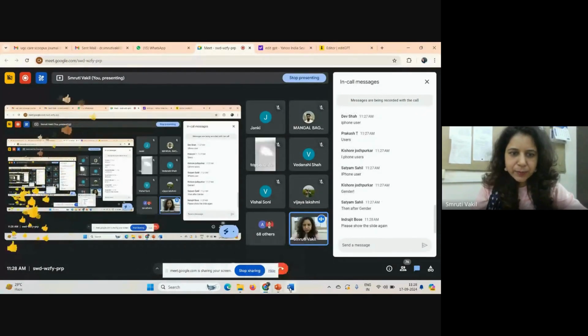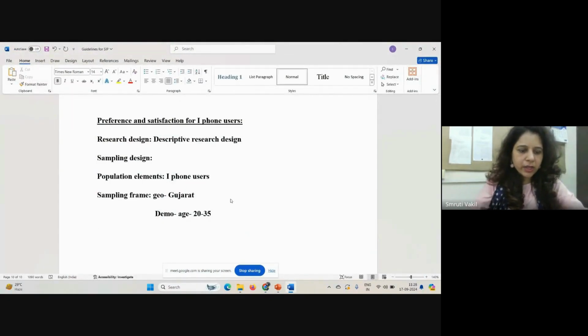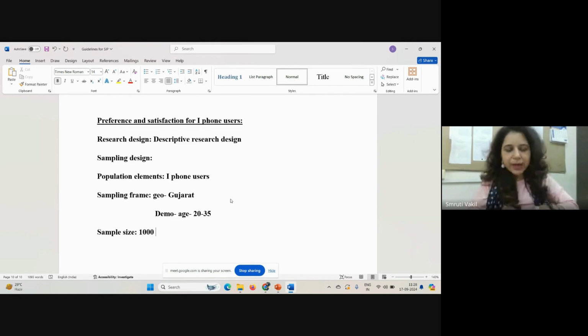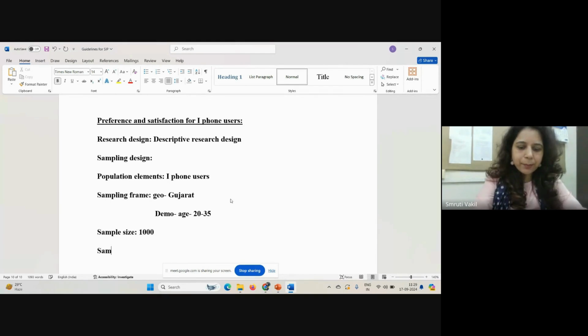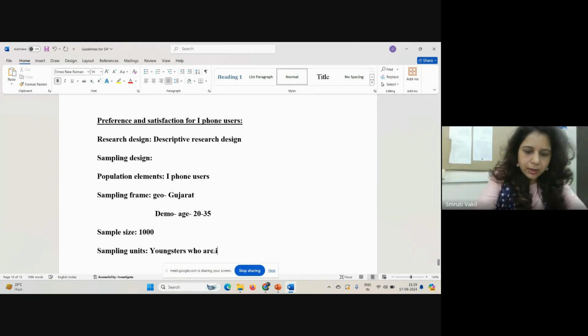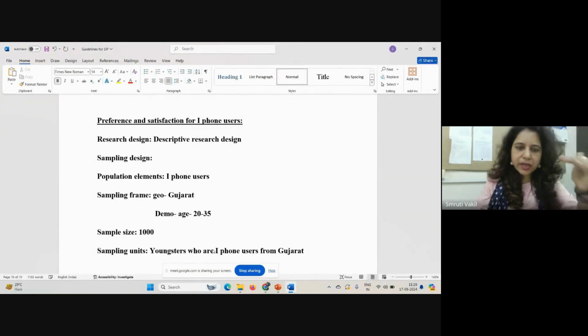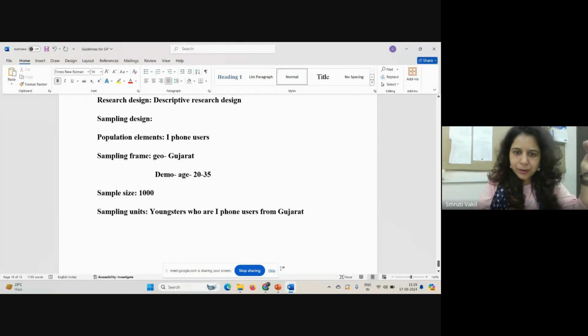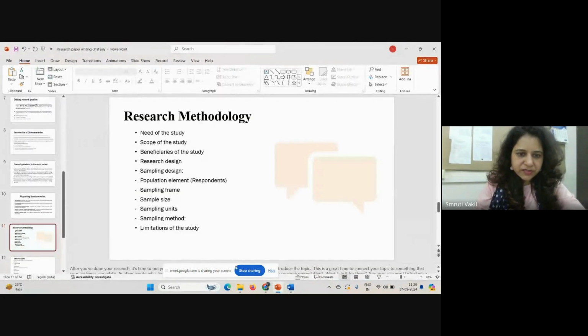Okay, let's go further with this. What else we will be including into this is sample size. For example, if I am taking 1,000 people from Gujarat in the age bracket of 20 to 35, then sample size would be 1,000. Who are my sampling units? Youngsters who are iPhone users from Gujarat. So they are my sampling units. Am I very clear? Then let me see if I have missed out anything.